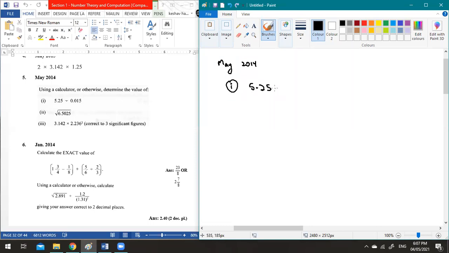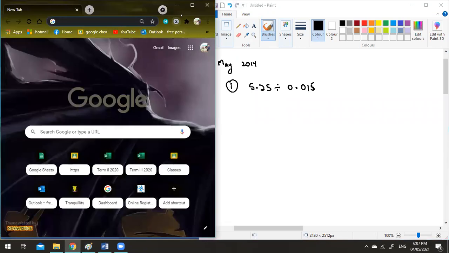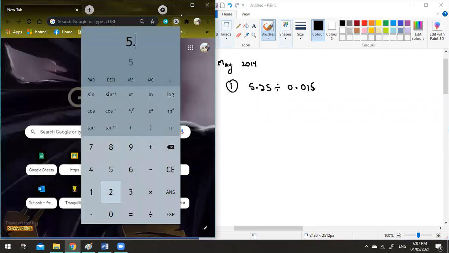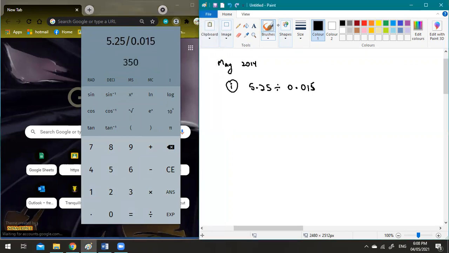5.25 divided by 0.015. Calculator again. So as you see, 5.25 divide 0.015 equal, oops, I have 2 decimal points. 5 equal. So the answer is 350.